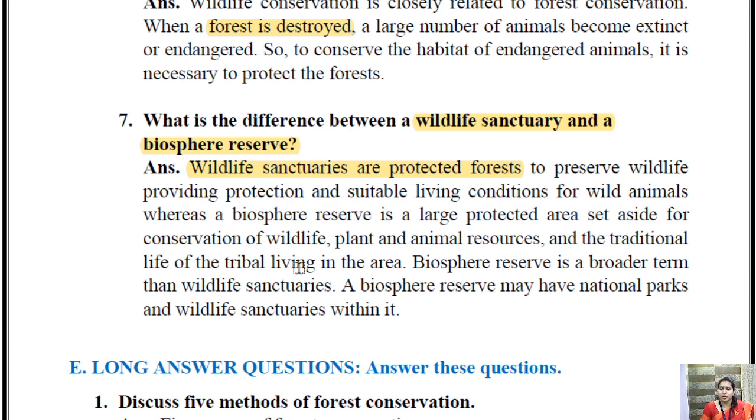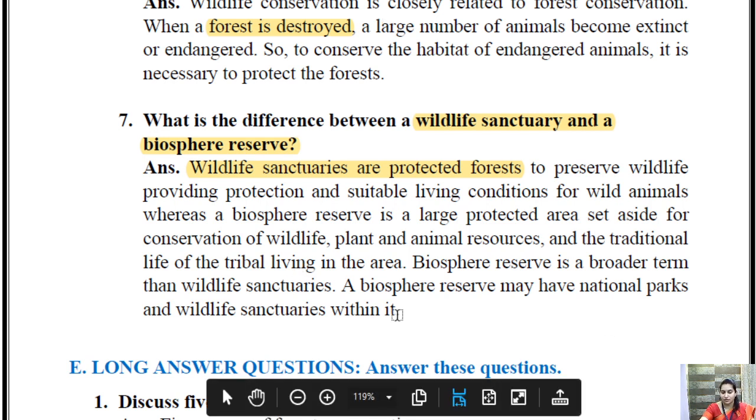Whereas if we are talking about biosphere reserves, so biosphere reserves are a very large area, alright, and in that area we are conserving the animals and plants definitely, but we are also conserving the tribal people living there. Okay, we are also conserving their lifestyle. And we know that a biosphere reserve is a very broad area which can include a wildlife sanctuary and a national park within it. Okay, so this is a biosphere reserve that we were talking about.